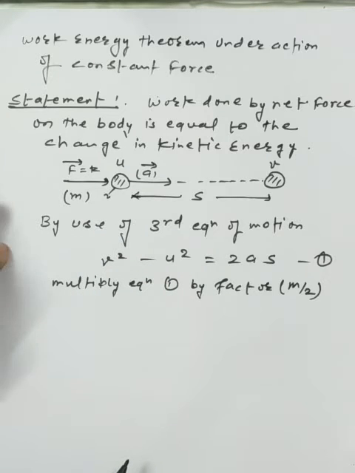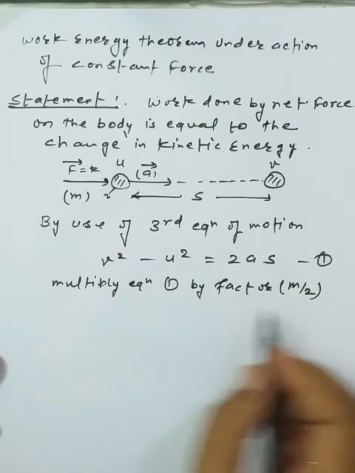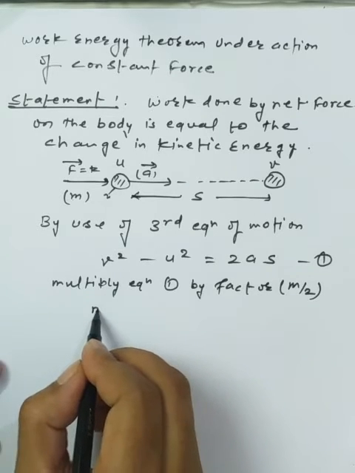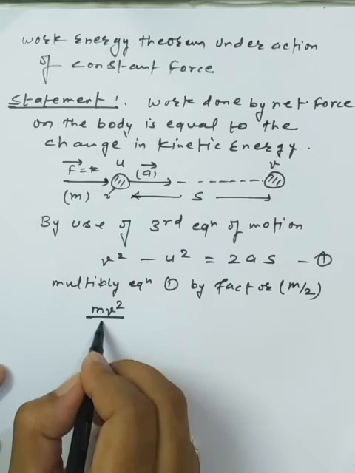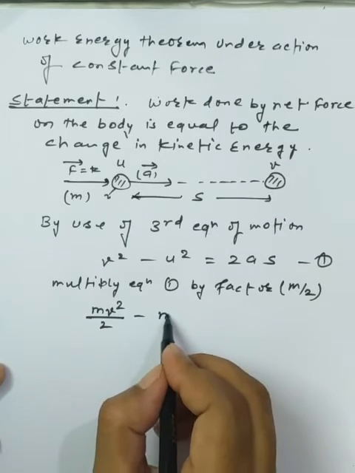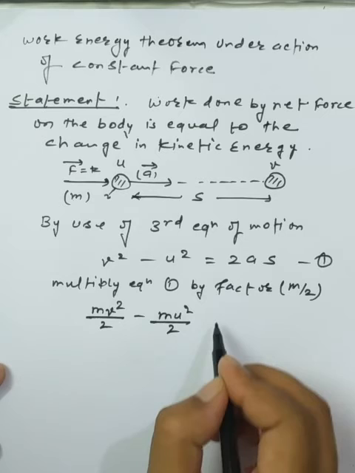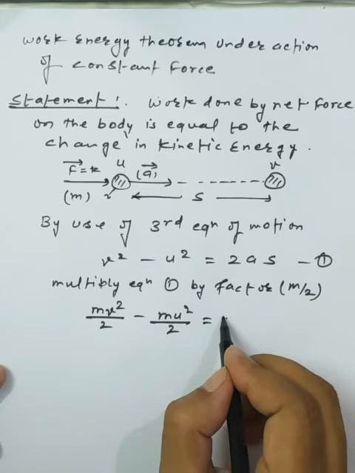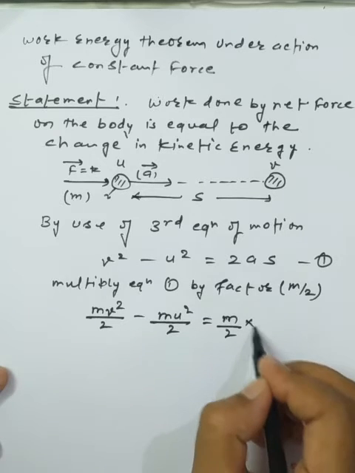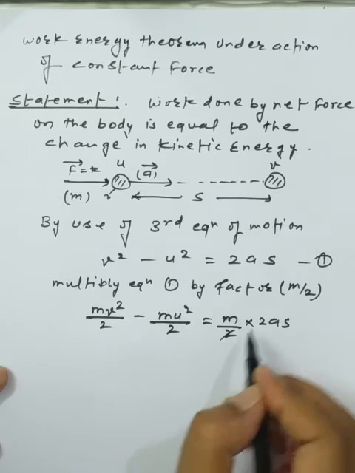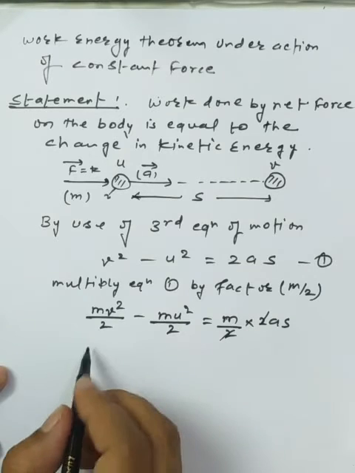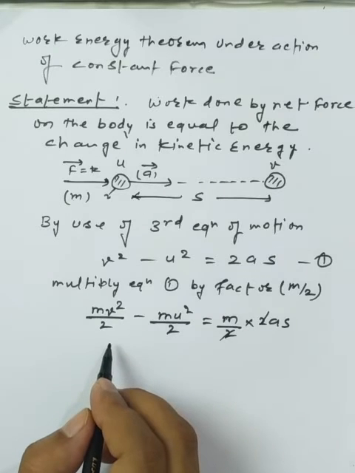These are the basic assumptions which we have to consider before starting the derivation. So we are multiplying m by 2 with each term of equation number 1. mu square by 2 is equal to m by 2 multiplied by 2as. So I am cancelling out all the terms, and here we have the basic formation of ma.